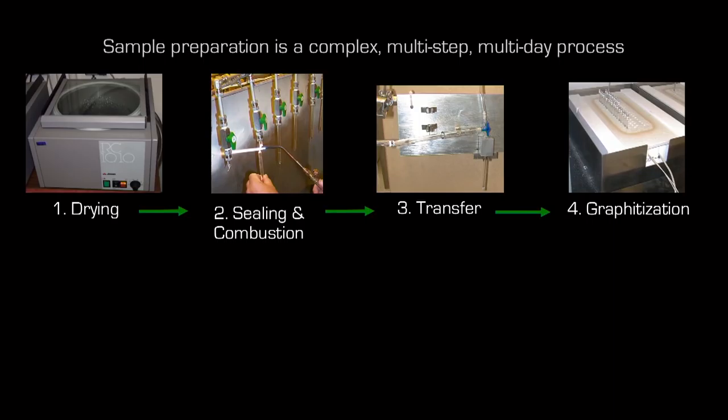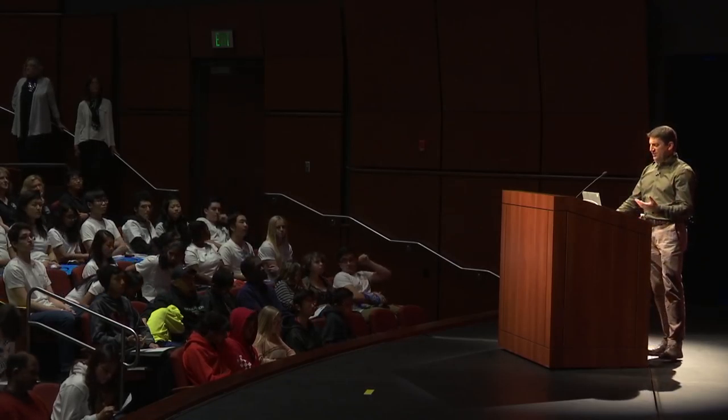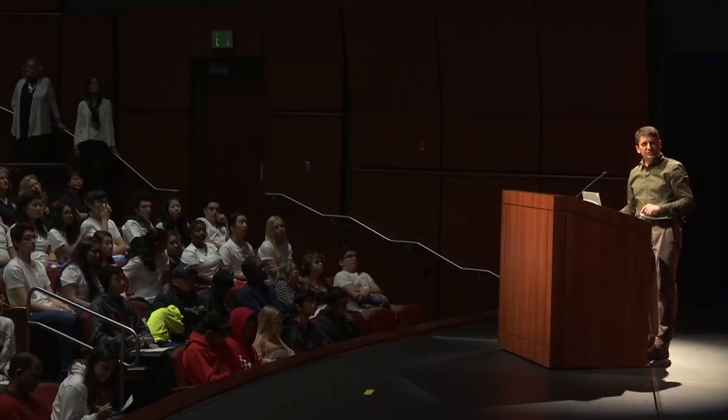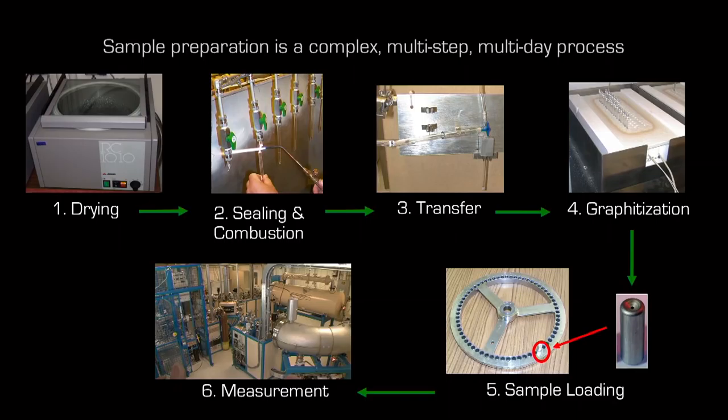And then after the graphitization process, we have to load it into our sample target. The sample target that you see there is a little cylinder about an inch and a half tall. We put some small granules of graphite into that, and then load it into our sample wheel, which is about the size of a steering wheel of a car. We put all these samples into that wheel. And then, finally, we put it on the AMS machine for measurement.